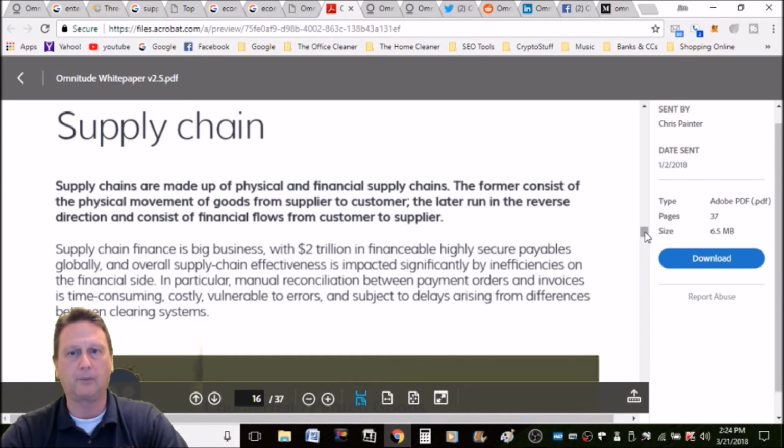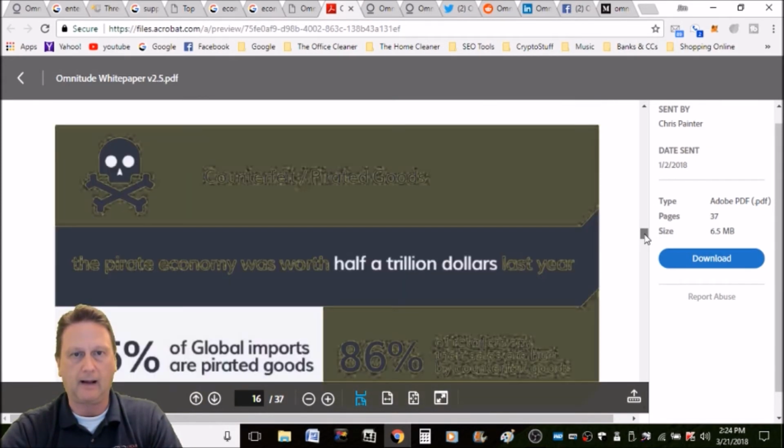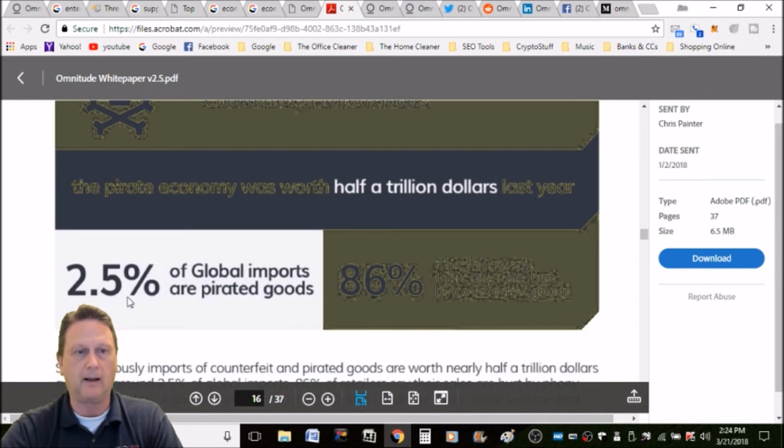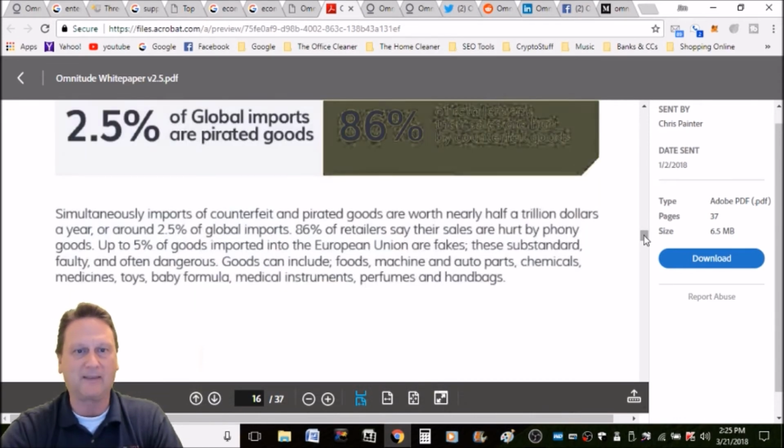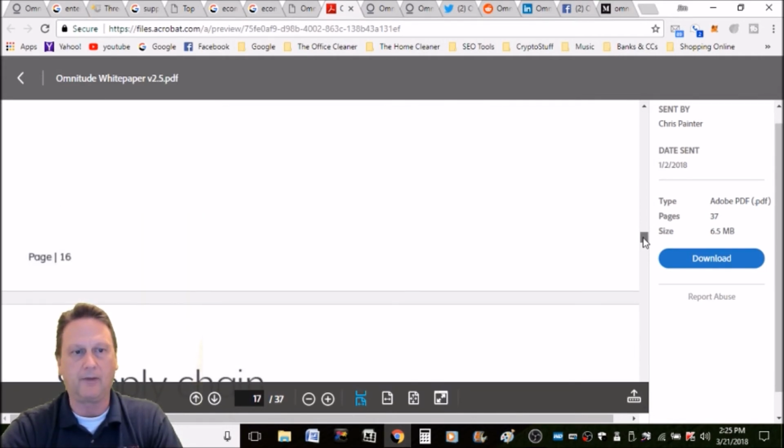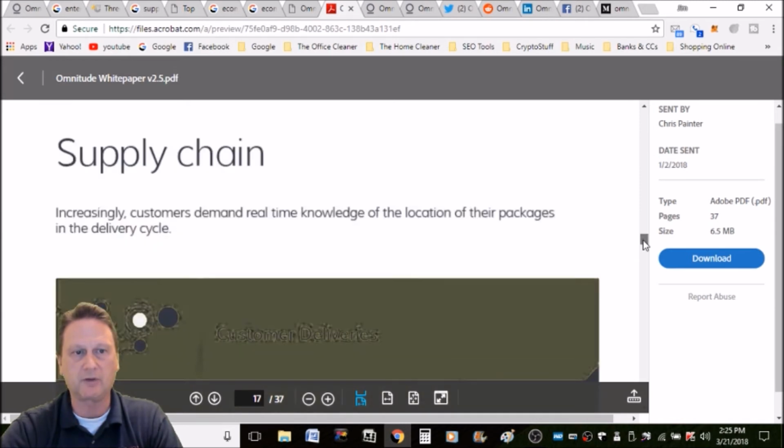We've got problems with the supply chain, and I told you what that is, but counterfeit pirated goods are one of the biggest problems. 2.5% of global imports are pirated, and 86% of retailers say their sales are hurt by counterfeit goods. I'm telling you personally, I have received counterfeit goods, and I know that goes on, and that's not helping the economy. It's not helping the merchants, and it's not helping the consumers.